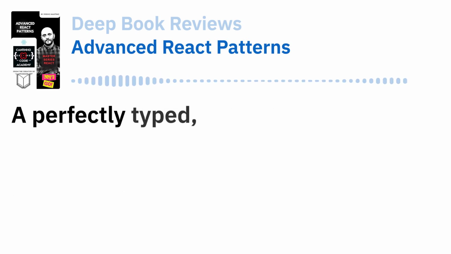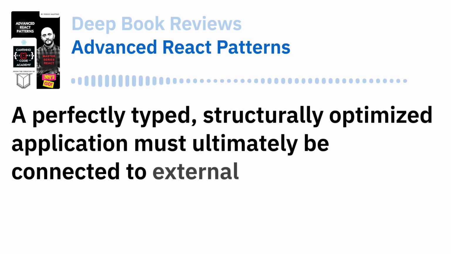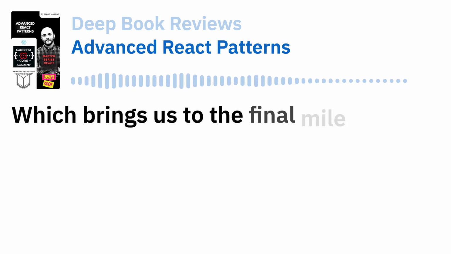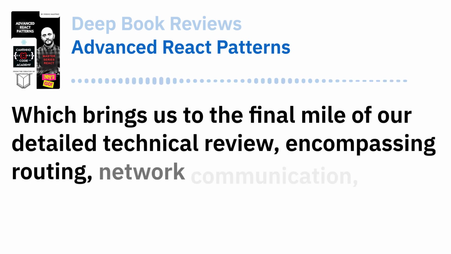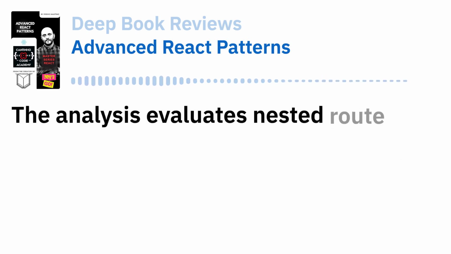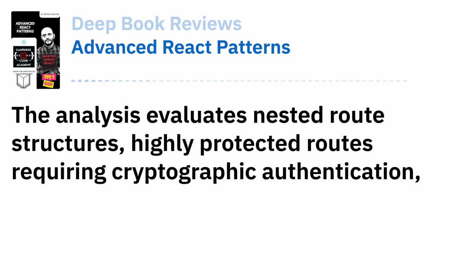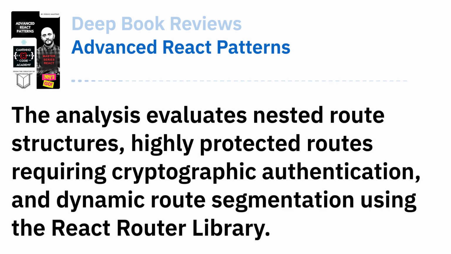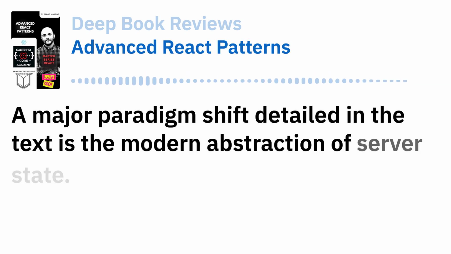A perfectly typed, structurally optimized application must ultimately be connected to external data sources and successfully delivered to the end user. Which brings us to the final mile of our detailed technical review, encompassing routing, network communication, and deployment strategies. The analysis evaluates nested route structures, highly protected routes requiring cryptographic authentication, and dynamic route segmentation using the React Router library. A major paradigm shift detailed in the text is the modern abstraction of server state.